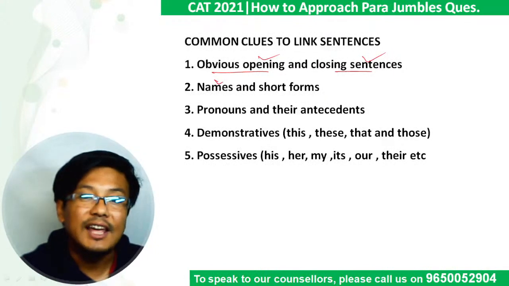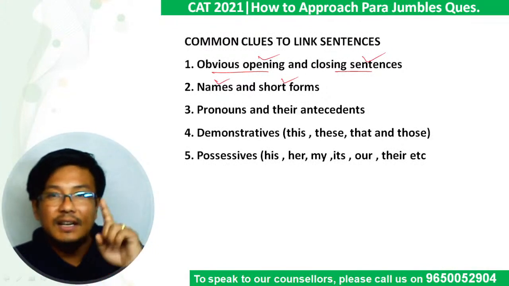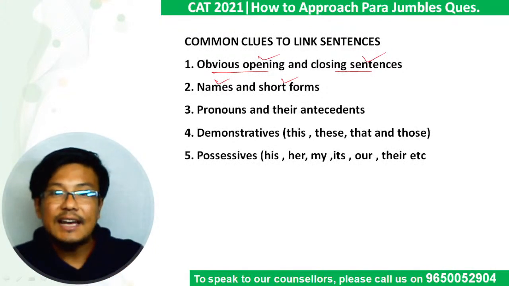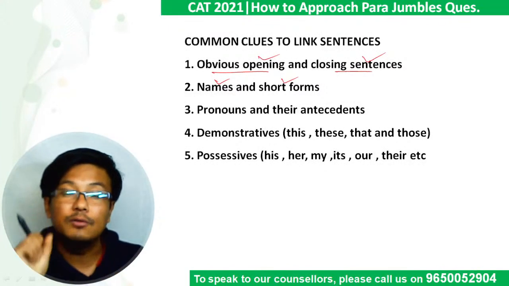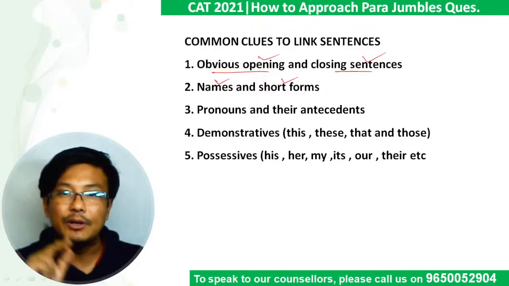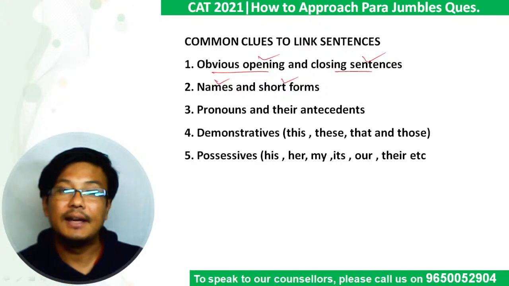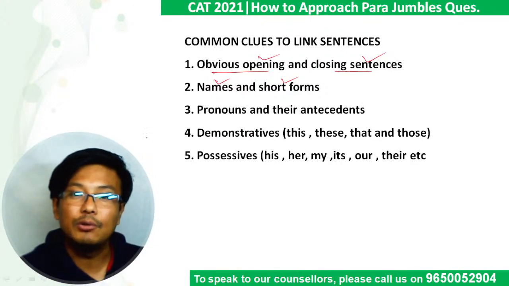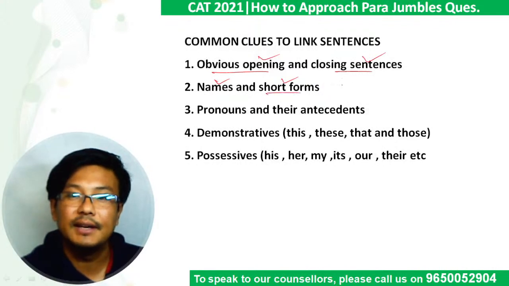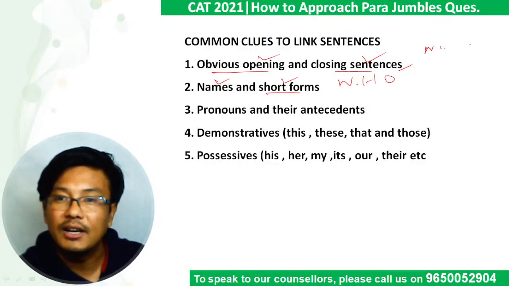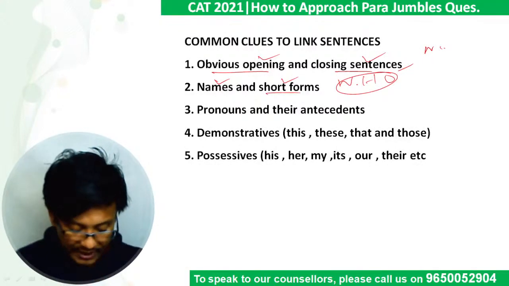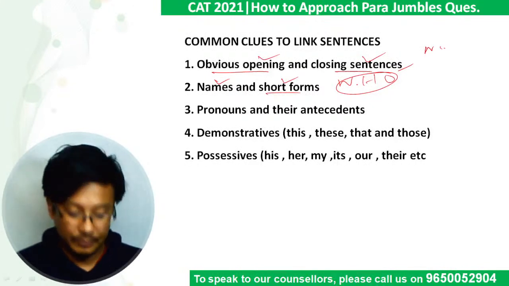One more thing, names and short forms. If you find the name of a person used, the next time the same person is mentioned, you will probably write the name in a shortened form. Winston Churchill, for example, will become Mr. Churchill. And for a short form, for example, if you write about something like WHO, first you will explain the full form, World Health Organization. Then in the second case, you will write the short form.